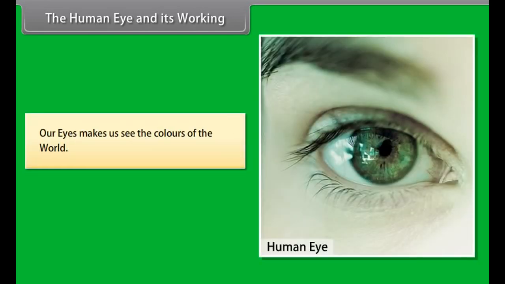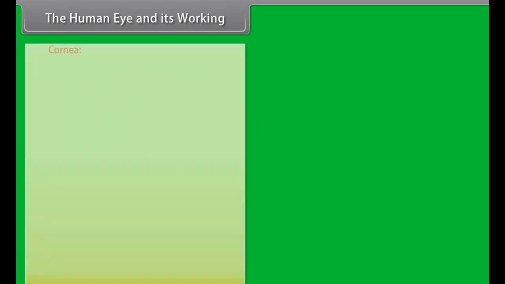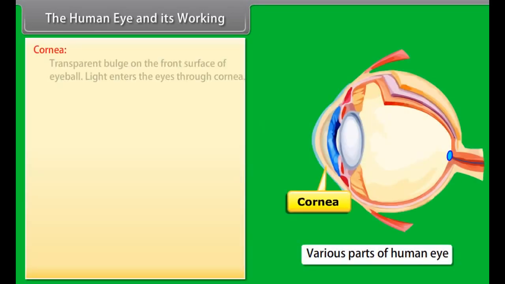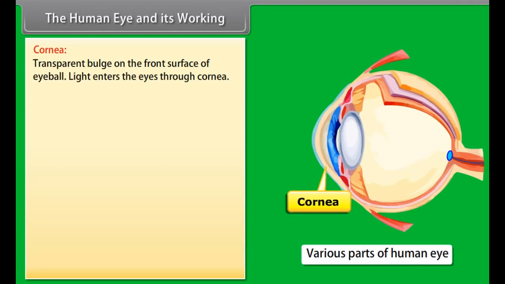Our eyes make us see the colors of the world. The human eye has a crystalline lens and it works like a camera. Various parts of the eye along with their functions are: Cornea. It is the transparent bulge on the front surface of the eyeball. Light enters the eyes through the cornea.